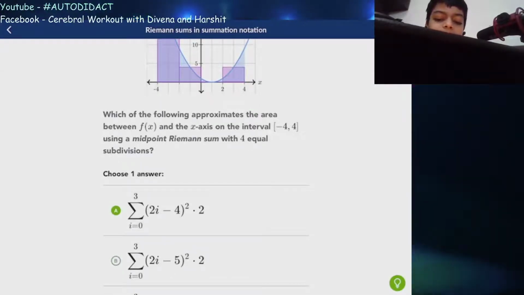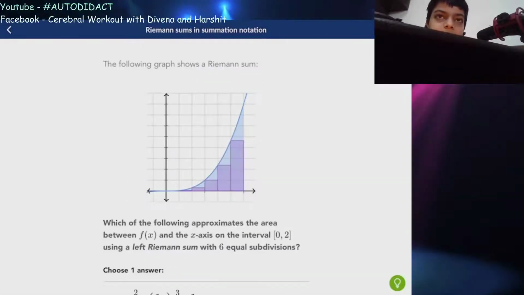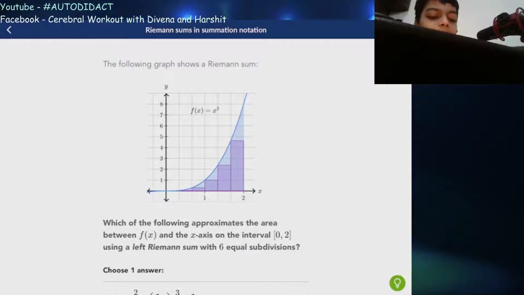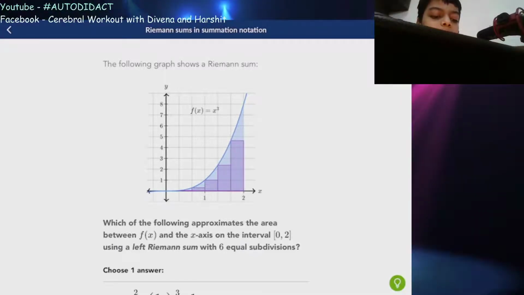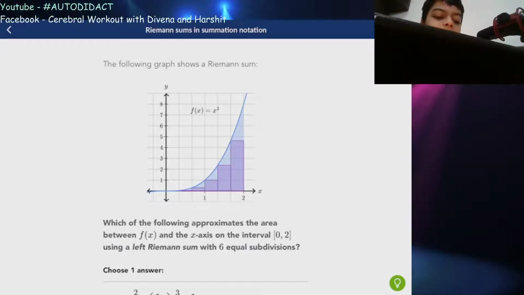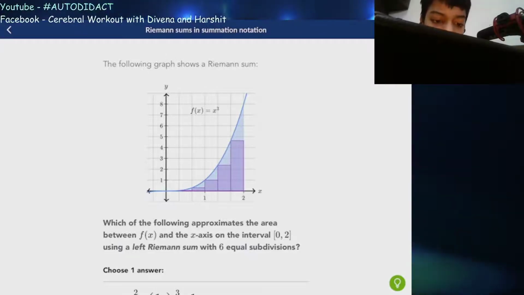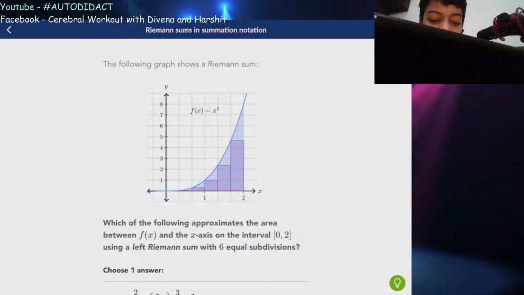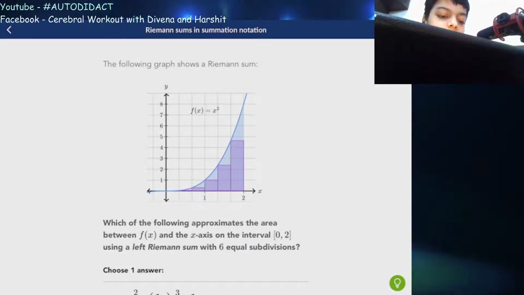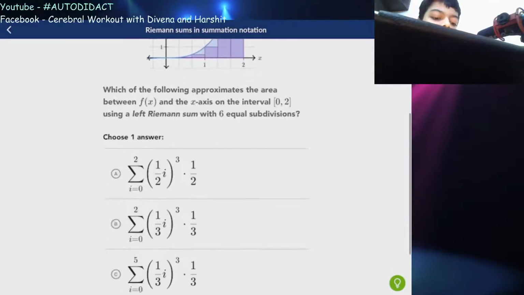Let's check. Correct. The following graph shows a Riemann sum. Which of the following approximates the area between f of x and the x-axis on the interval 0 to 2, including them, using a left Riemann sum with 6 equal subdivisions? This will be 6 equal subdivisions from 0 to 2, so each division will be 1/3.